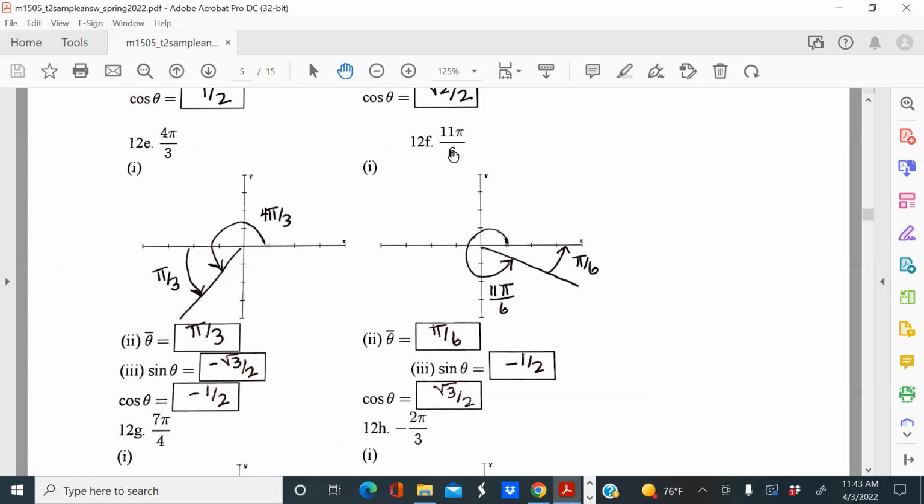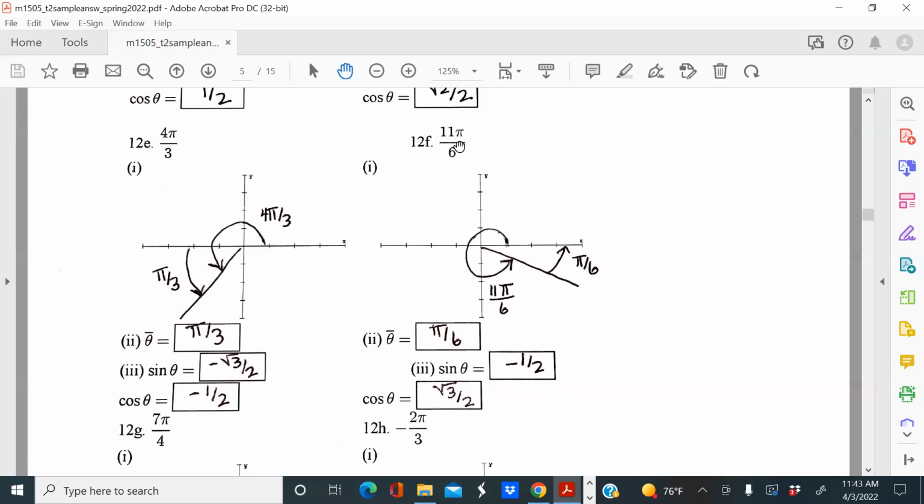Where's 11 pi over 6? How do we figure out where that is even? Pi over 6, by the way, is 30 degrees. So if you want to mentally think of this as 30 degrees, you're really taking 11 times pi over 6, which is 11 times 30 degrees, which is 330 degrees. So if you want to visualize the angle 11 pi over 6 as being 330 degrees, you can. Notice 330 degrees would be almost one full revolution, but just a little bit short of one full revolution, right? Because one full revolution is 360 degrees, and this is 330 degrees.